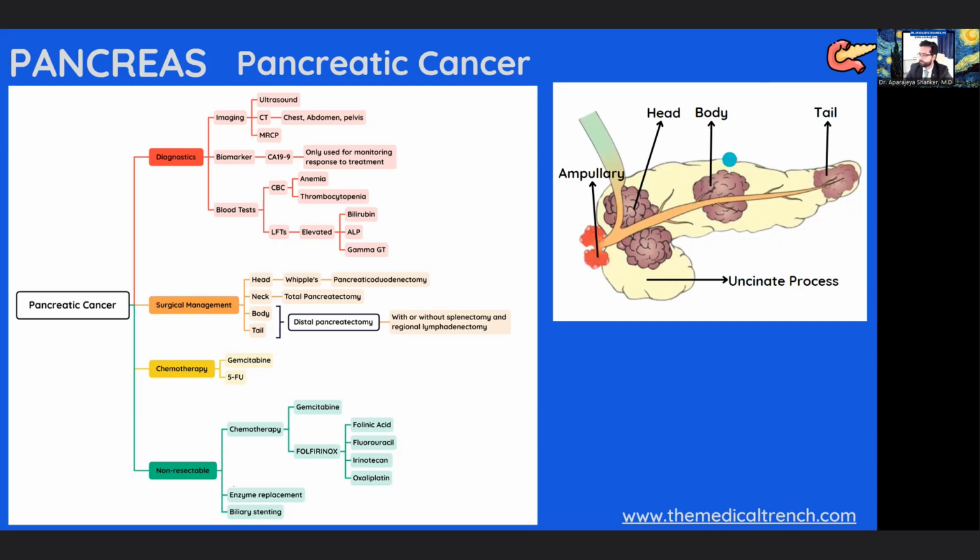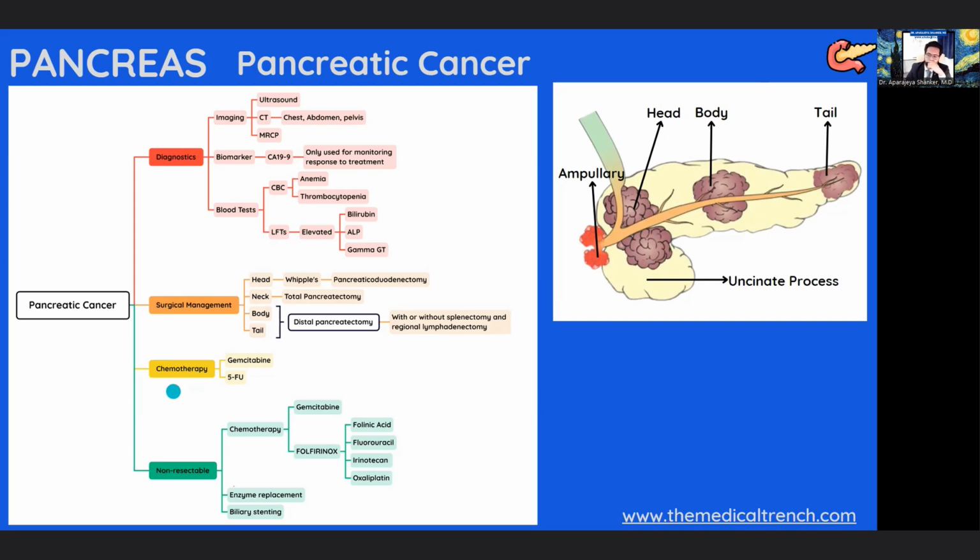Now, if you have a tumor in the body and the tail, you do something called a distal pancreatectomy, which is just a removal of the pancreas, right? And you can combine this with a splenectomy if you need to, if there is a massive splenomegaly, or you can do a regional lymphatic adenectomy as well. That is up to you as a surgeon.